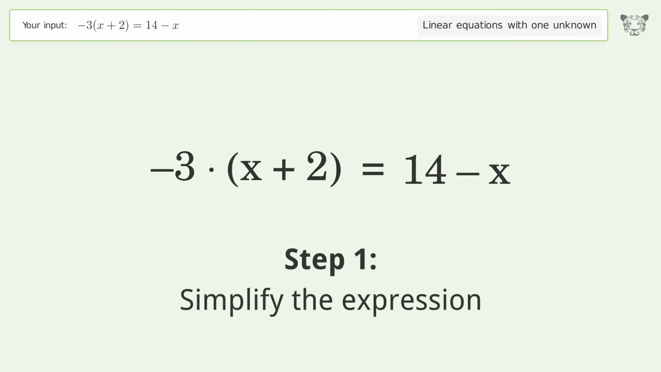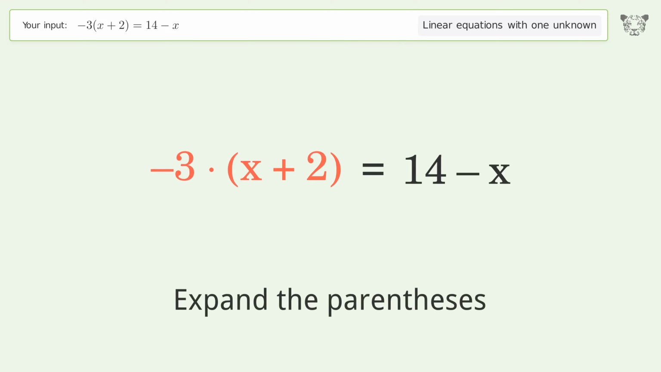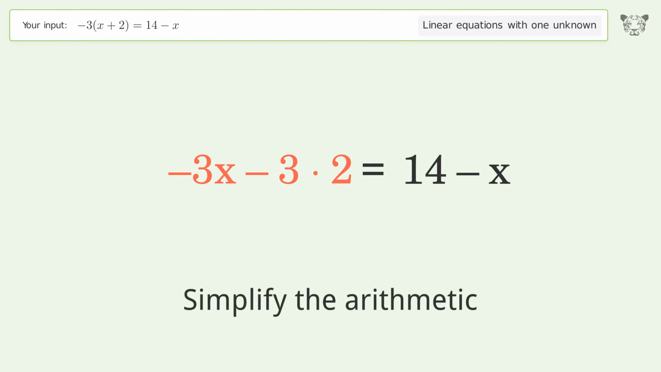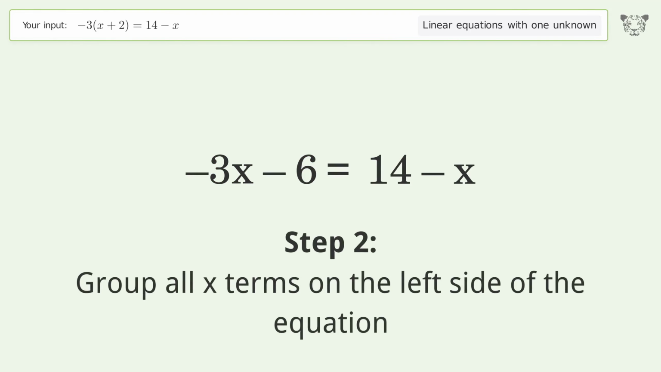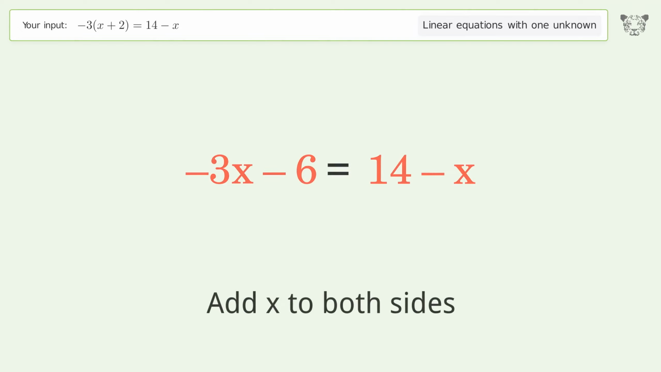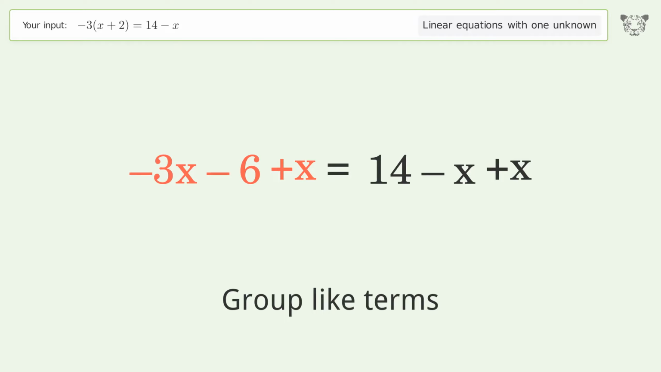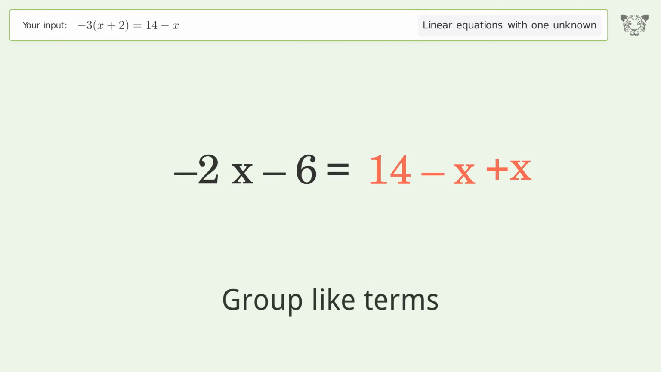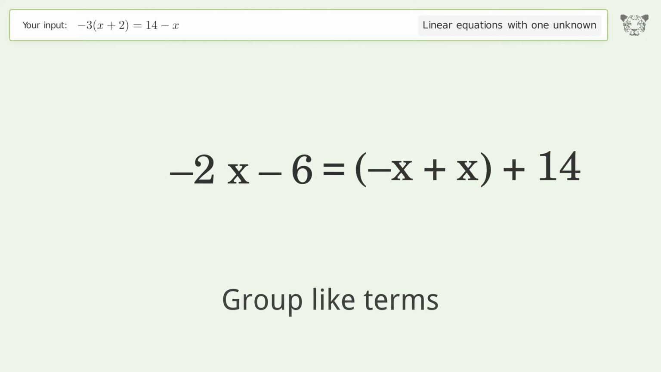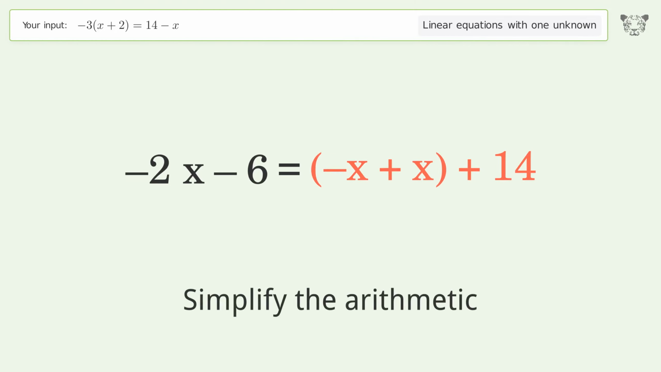Simplify the expression. Expand the parentheses. Simplify the arithmetic. Group all x terms on the left side of the equation. Add x to both sides. Group like terms. Simplify the arithmetic. Group like terms. Simplify the arithmetic.